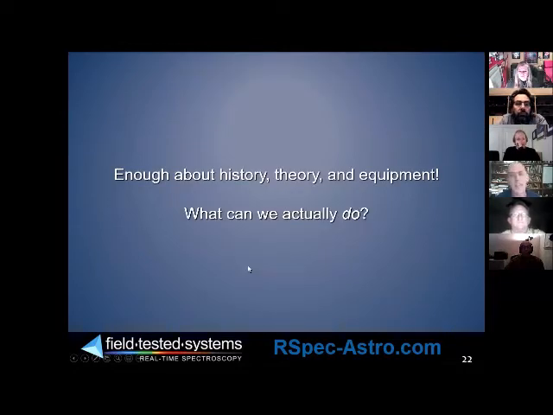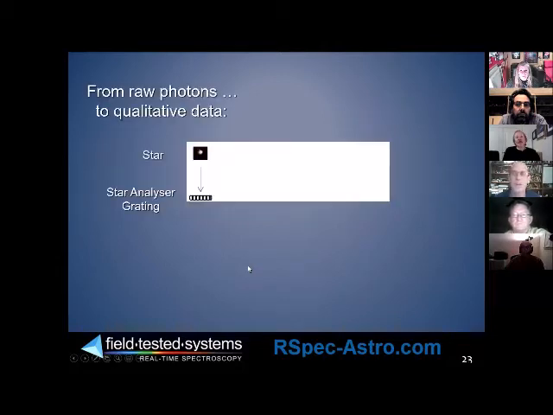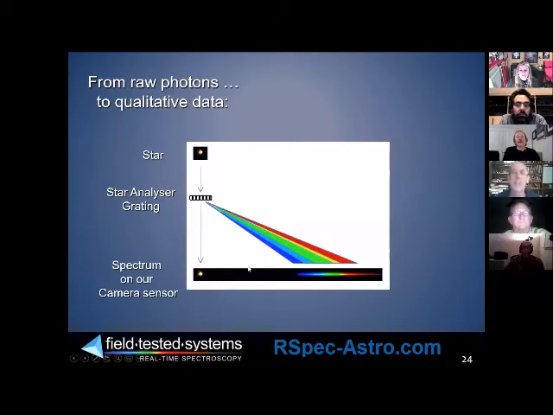All right, so that's the history, theory, a little bit about the equipment. What can we actually do? That's where the fun is, right? So we take a star, we take a grating, we put starlight through it, and it splits the light like a prism into a spectrum that we can image, and here you can see it on our sensor.